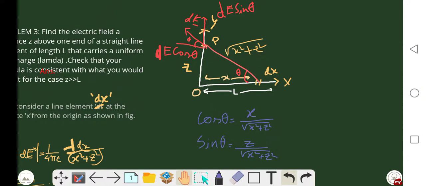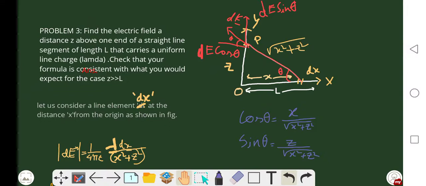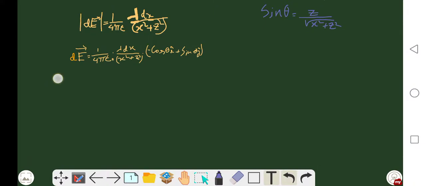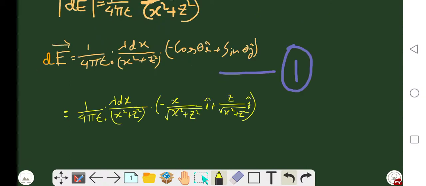And now we will calculate the electric field at P due to this whole segment of length L. At first we will put the value of sin theta and cos theta in this equation. Let's make this equation number 1. So we will put the value of cos theta and sin theta in equation 1. So here we put the values and we get this figure. Now we will modify this figure.